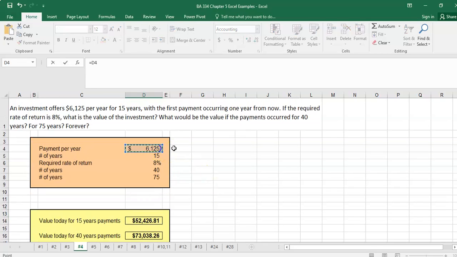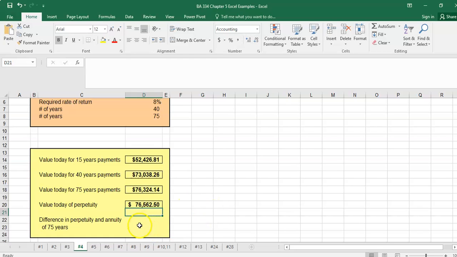So we have the payment of 6,125 divided by the 8% interest. So the present value of the perpetuity is $76,562.50. Then the question asks, what's the difference between the perpetuity and the annuity at 75 years? Well, it's $238.36. So we can say, how long can we go in? Why are they so close together? Is 75 years really forever?